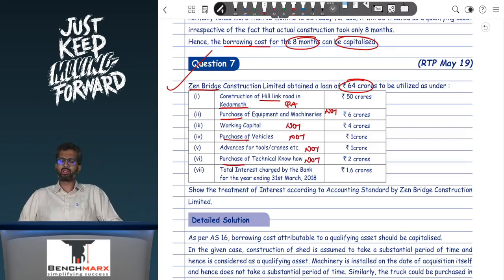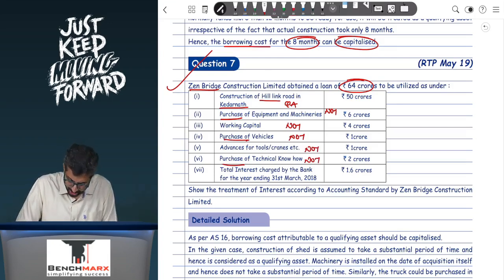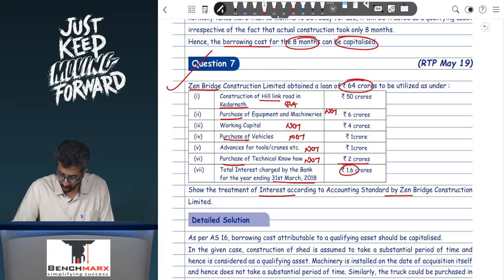7 and 2 are by and large the same. Total interest charged by the bank for the year ended 31st March 18 is 1.6 crores. Show the treatment of interest as per AS 16. So, we will say that if I total all of this, 50 and 6, 56 and 4, 60, 60, so this is 64 ka breakup.